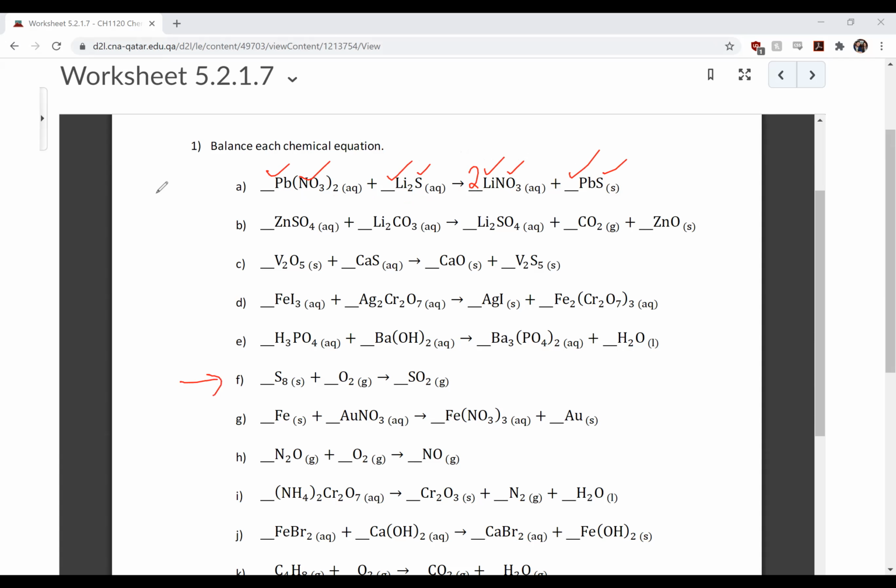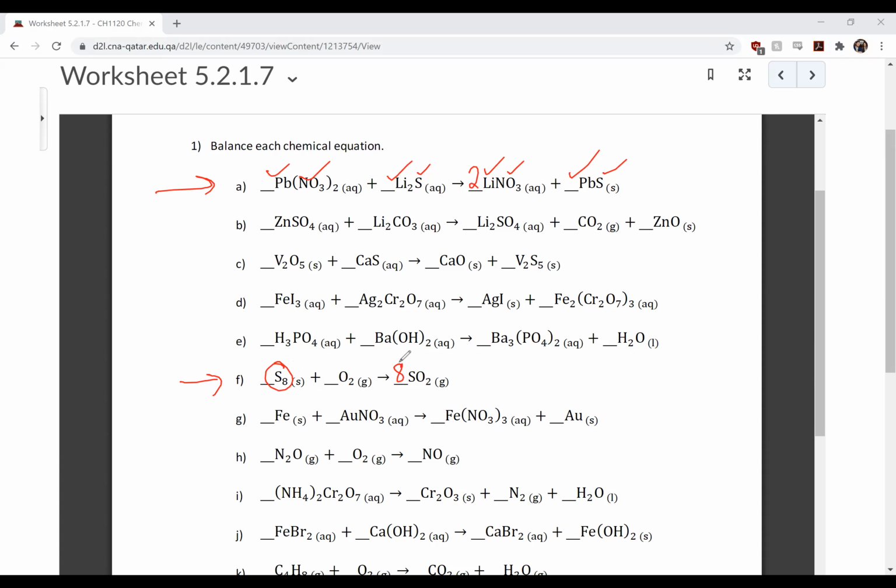Let's go down to F. Let's have a little look at F here. So F is S8 sulfur. Somebody asked about sulfur earlier. Added to oxygen, and we get SO2 gas. Well, I need to balance this out element by element. This one's a really good one. I think this one's pretty easy. So I have 8 sulfurs and 1 sulfur. So what I'm going to do is I'm going to put an 8 here. Now on the left, I have 8 sulfurs, and on the right, I have 8 sulfurs.